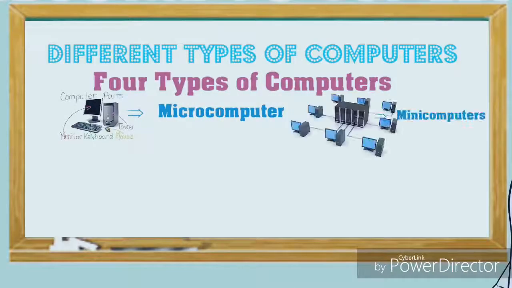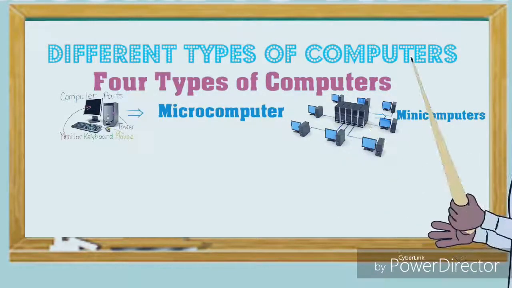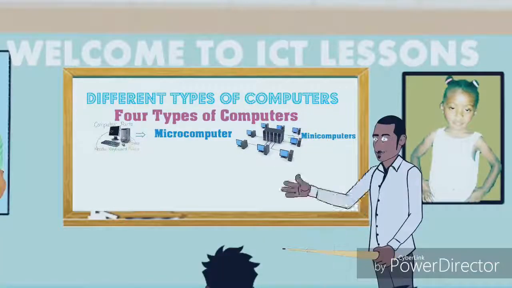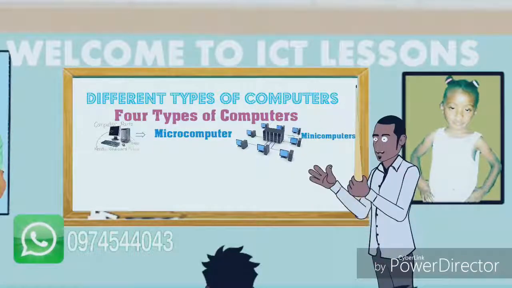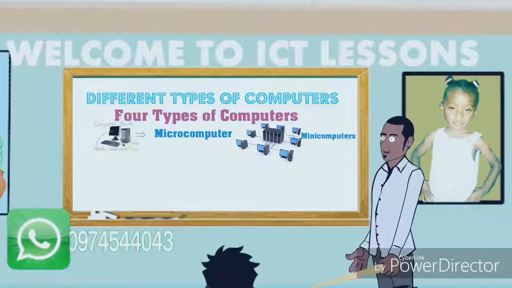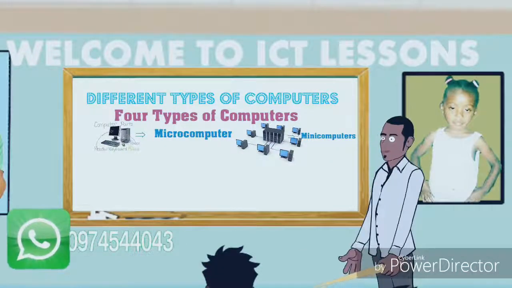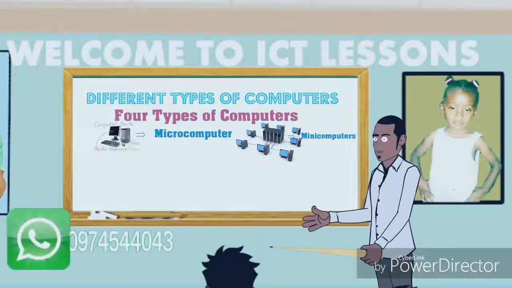Two, mini computers. Mini computers are used by multiple users. What does it mean by multiple users? This means that at the same time, 10, 30 or 40 people can use this type of computers. It's different from microcomputers where a single person can use. But mini computers allow 10, 30 users to use at the same time. Mini computers are used in laboratories.